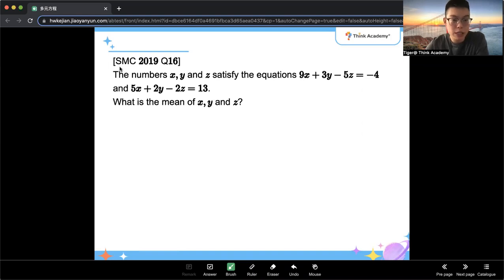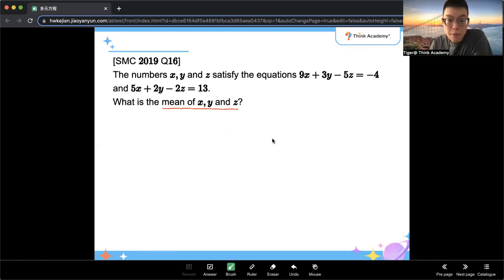So actually, this question comes from one of my year 7 lessons. And you can see that if x, y, and z satisfy these two equations, now we have two simultaneous equations, right? And we want to find the mean of x, y, and z. So in order to find the mean of x, y, and z, I would do something different.